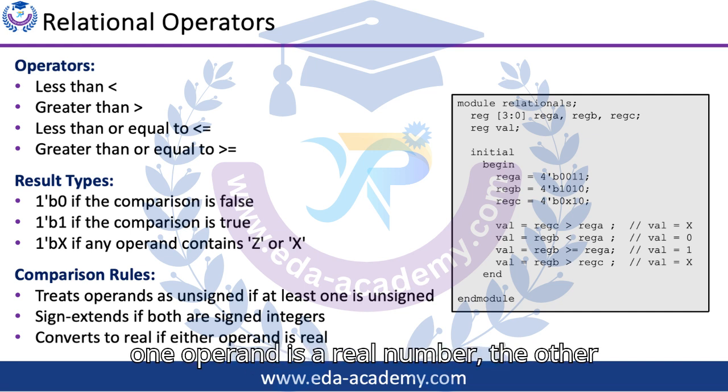If at least one operand is a real number, the other operand is converted to real, and the comparison is treated as a real number comparison. This allows Verilog to handle comparisons accurately regardless of the operand types.